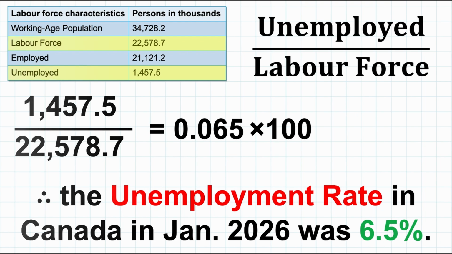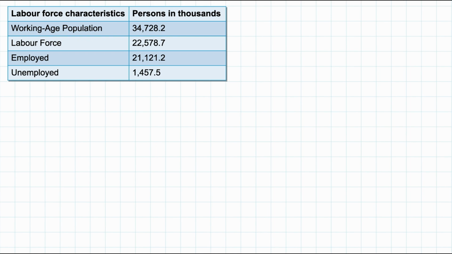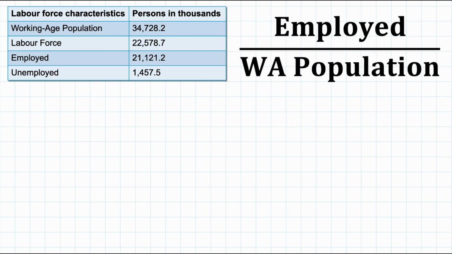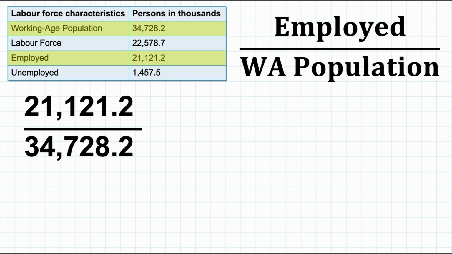Now let's take a look at the employment rate. The formula for the employment rate is a little bit different. The formula for the employment rate is the employed over the working age population. So you can see I have these two values here, and I'm just going to substitute them into the fraction and solve.